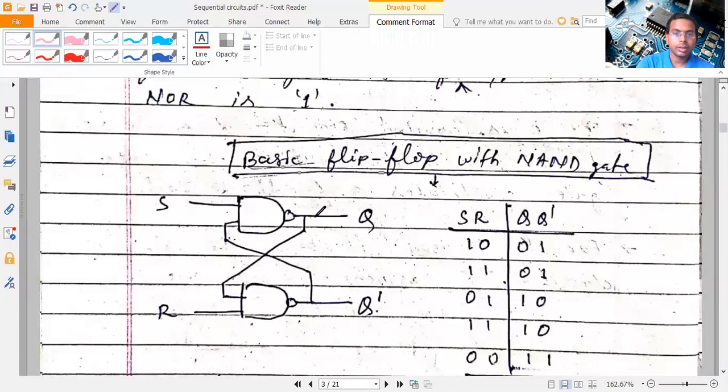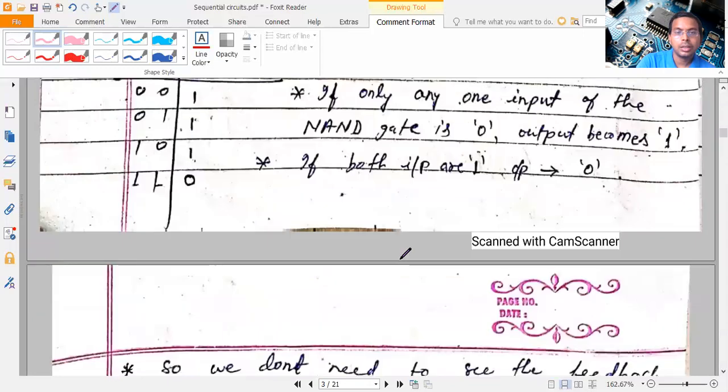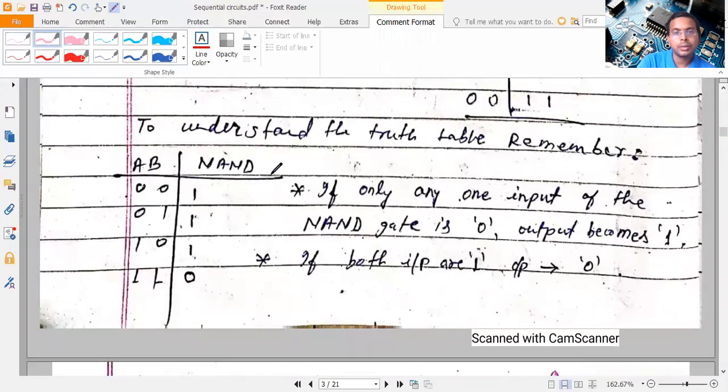So here is again cross connection of NAND gate. Here again you can apply the same thing before going to study the truth table of this basic flip-flop. Let us understand this truth table of NAND gate. You can see if any one of the input is 0, output is going to be 1. And if both the inputs are 1, output is going to become 0. Remember again, if any one of the input is 0, output is going to 1.